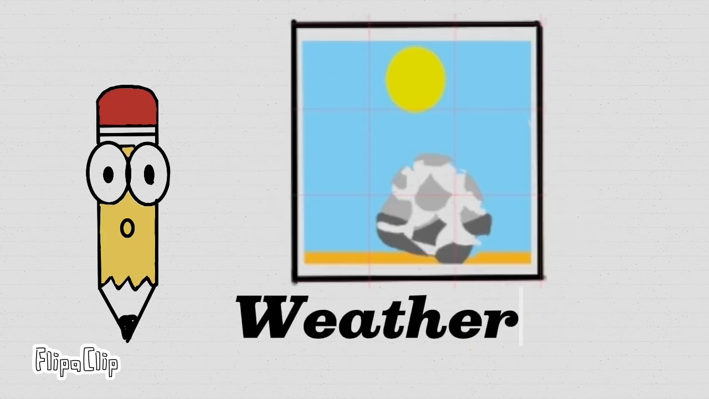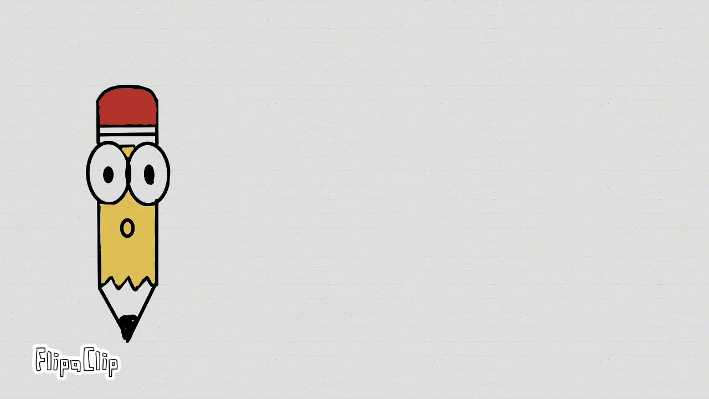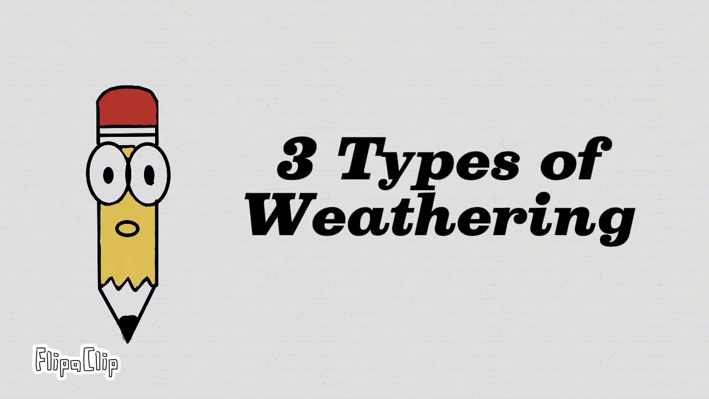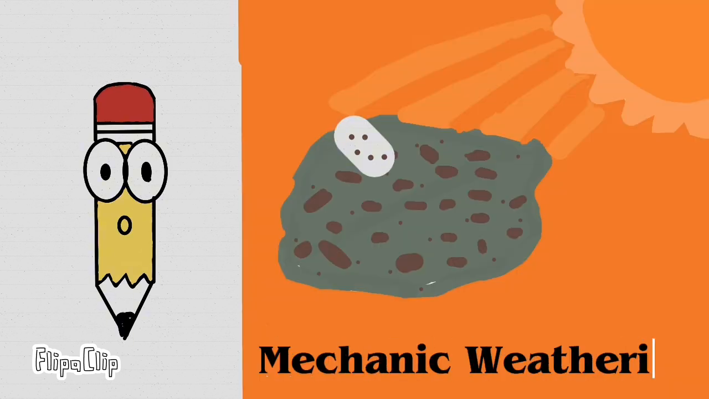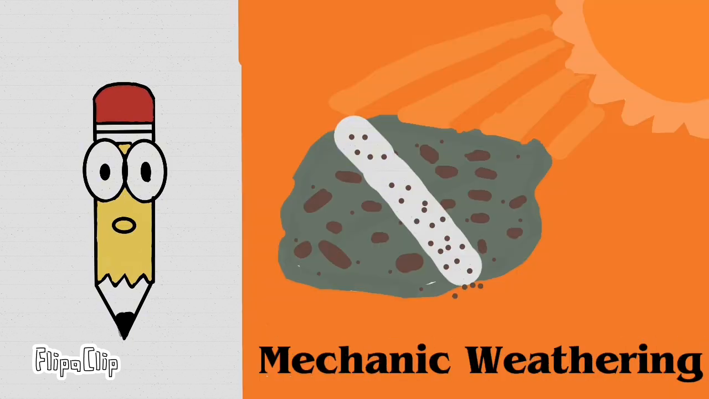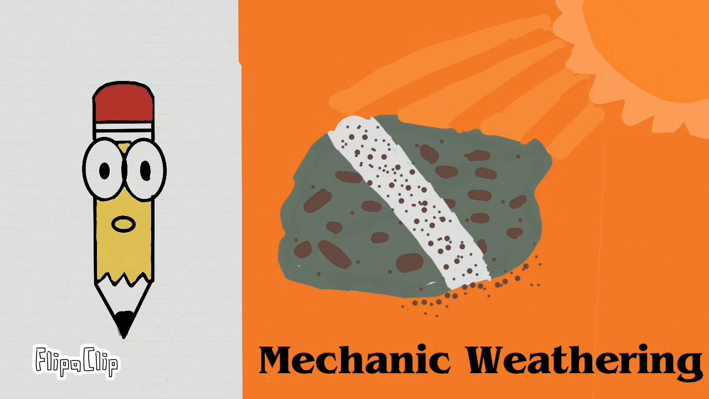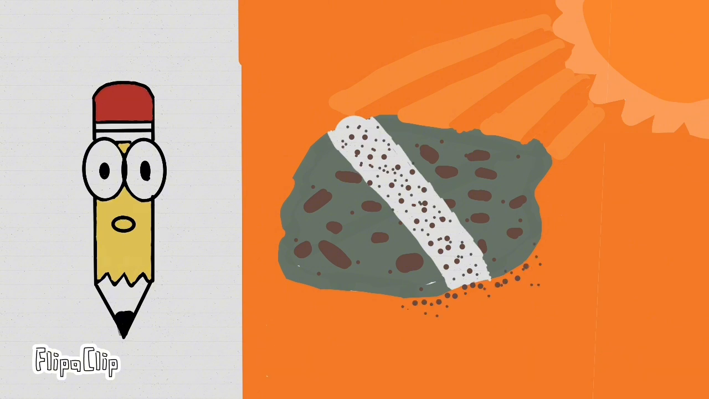Let's talk about weathering. Weathering is the process of breaking down rocks into smaller pieces called sediments. There are 3 types of weathering. First is mechanical weathering, a process wherein rocks are broken down into smaller pieces without changing their chemical composition due to different temperatures and water.